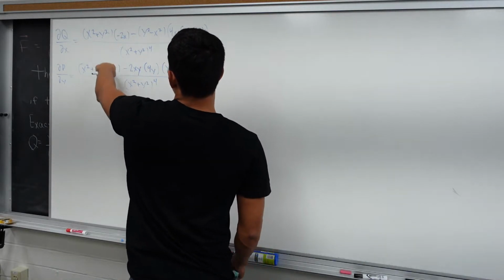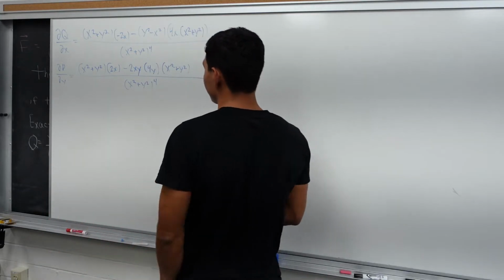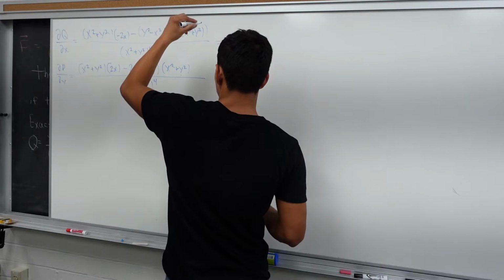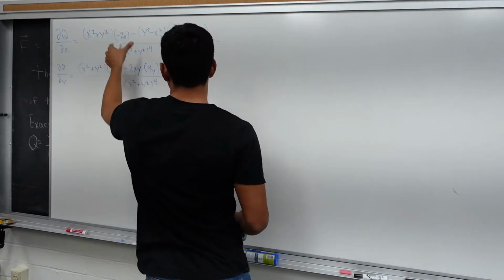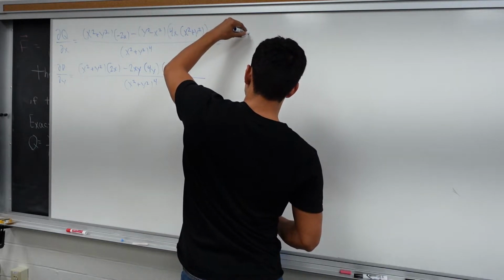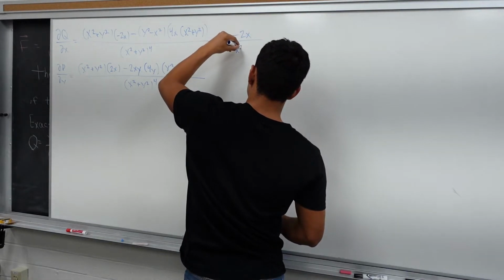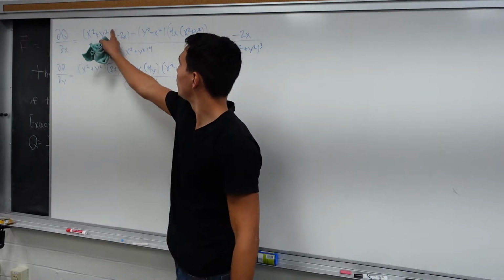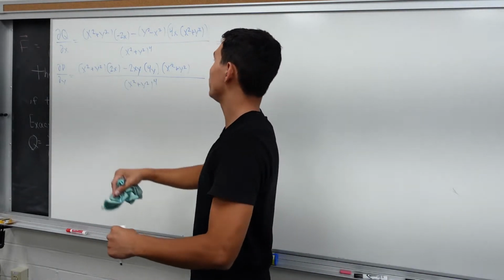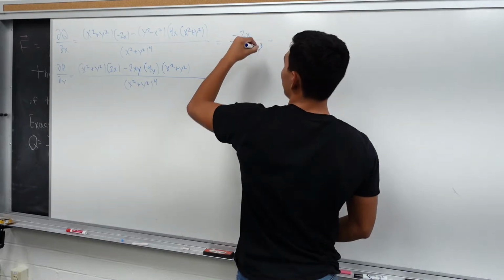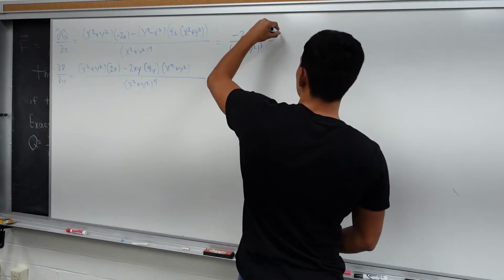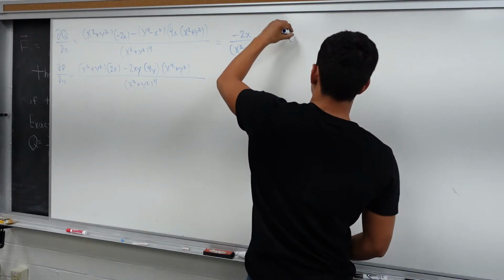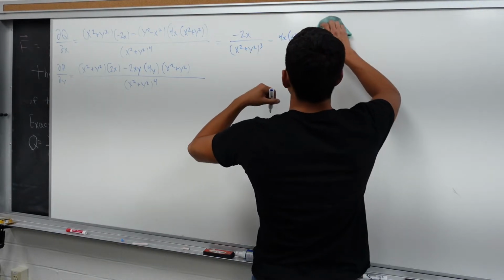Except these are very similar. This is just a negative one here. Okay, let's go through this. So dq dx. Let's just put this into two fractions. So it'll be negative 2x over x squared plus y squared cubed. These are the same thing, you can cancel. Minus 4x, x squared plus y squared. You can cancel that out.